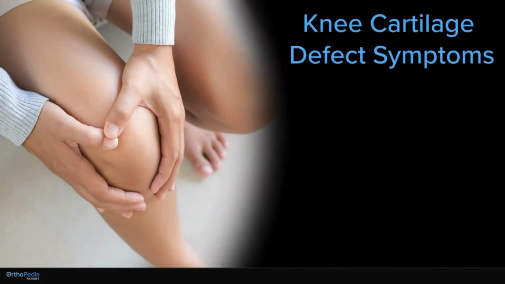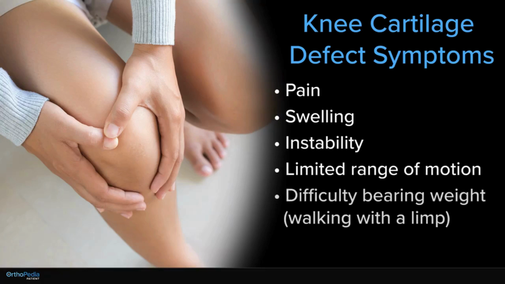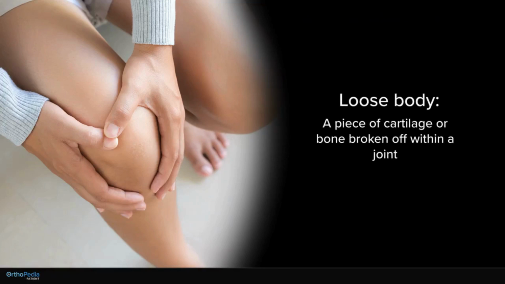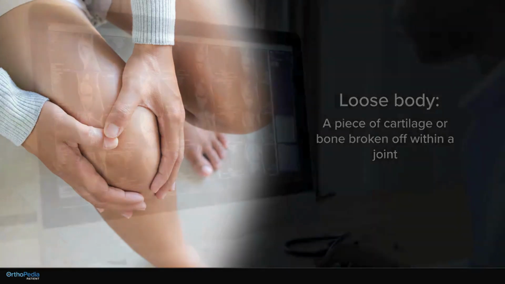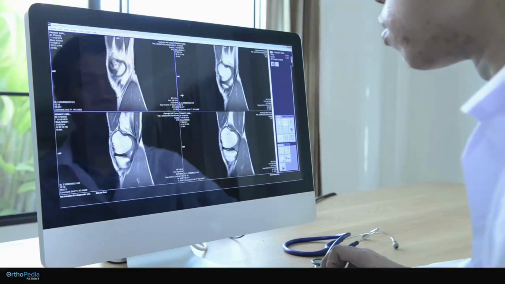Cartilage defects of the knee can produce a variety of different symptoms, including pain, swelling, instability, limited range of motion, difficulty bearing weight through the knee, locking and clicking. There may also be the feeling that there is something stuck inside the knee causing irritation. This is referred to as a loose body, which is a piece of cartilage or bone that has broken off within the joint.